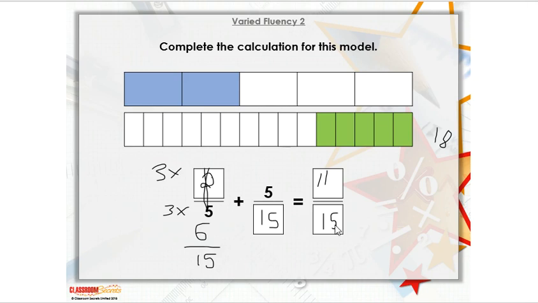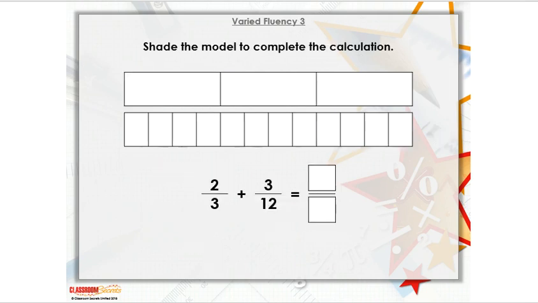Lovely. Can we check that? Yes, we can. If we make this into 15ths, it should give us our answer. Please excuse the computer not being very accurate. You can do it much neater than I can. Have we now got 6/15ths? 1, 2, 3, 4, 5, 6. Yes, we have. If we add them to this, 7, 8, 9, 10, 11. We have now got 11/15. Complete the calculation for this model. We've done that. Let's have a look at our third type of question.